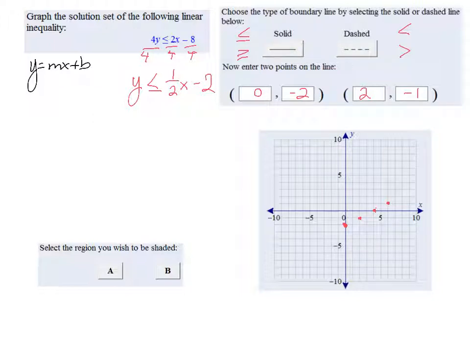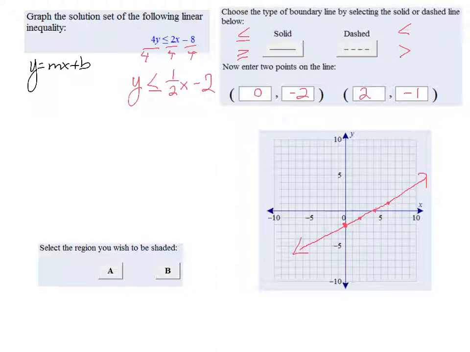And I got ahead of myself. I'm sorry. I was sitting here talking about this, but you do have to click one of these options. So if you look here, this is a less than or equal to. So I would click solid because I'm going to want it to be a solid line. These are 2 points that will fall on my line. And after I press enter, it's going to graph that line that I want. It's going to be a solid line, and it's going to go through those 2 points that you picked.